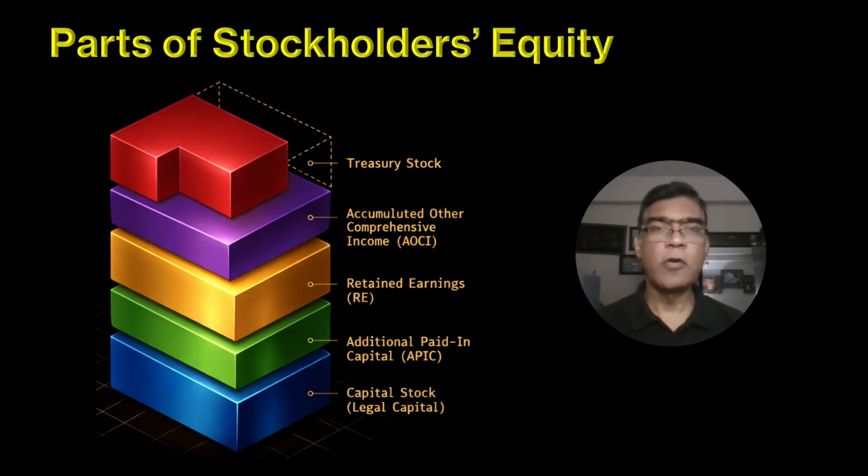Finally, the red top block represents treasury stock, a contra equity account for shares repurchased by the company, reducing total equity. The stacked design emphasizes how each layer builds upon the previous one, forming the complete structure of stockholders' equity, from initial investment to retained value and adjustment. So when you look at this structure, remember equity is not just a number. It is the evolving story of ownership.